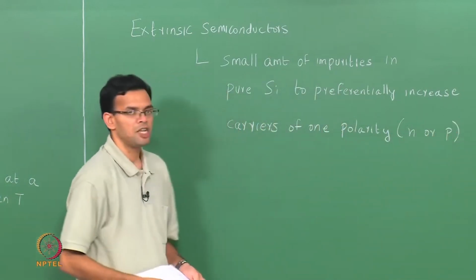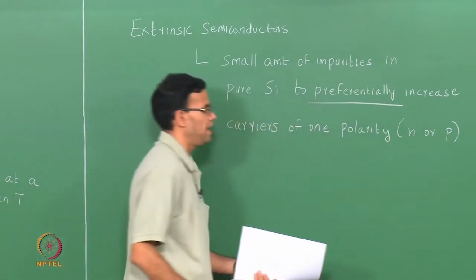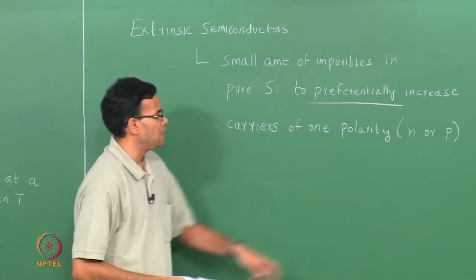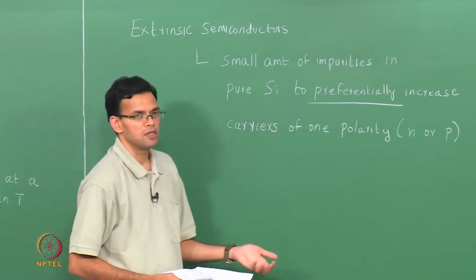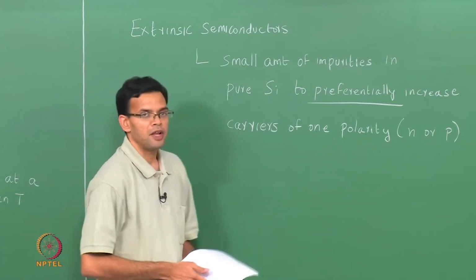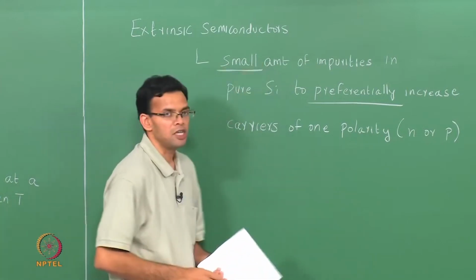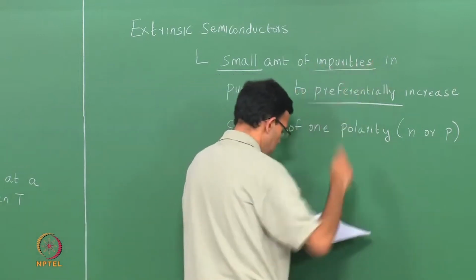So, the preferential part comes from the law of mass action that says n into p is a constant at a given temperature. So, if we manage to increase n, we will decrease p and vice versa. There are two other operative terms here. One is small, we will see how small is small. The other word here is impurities.